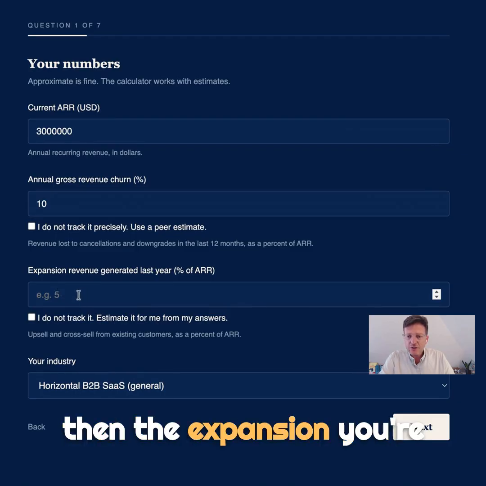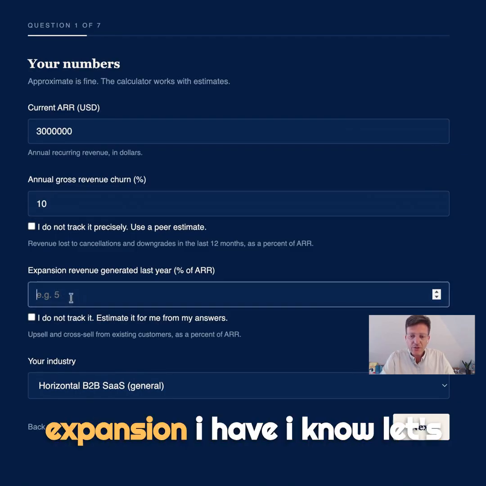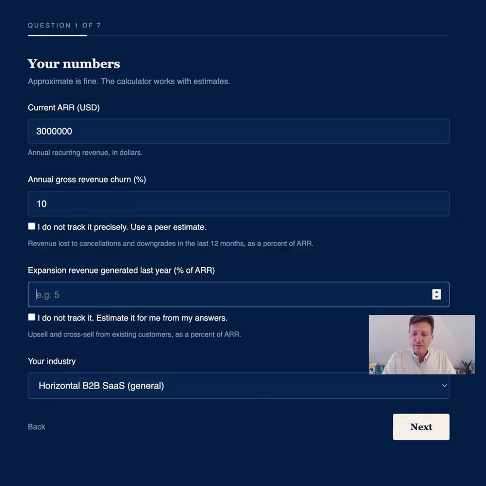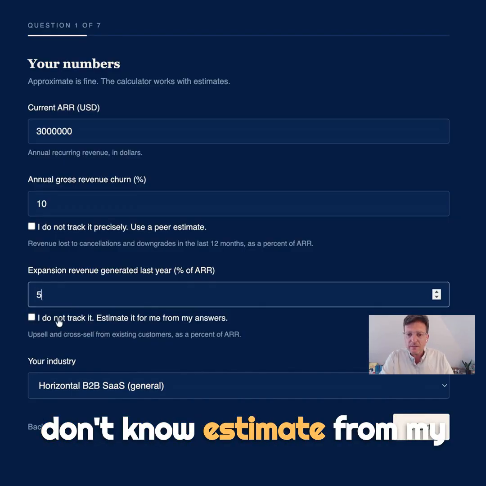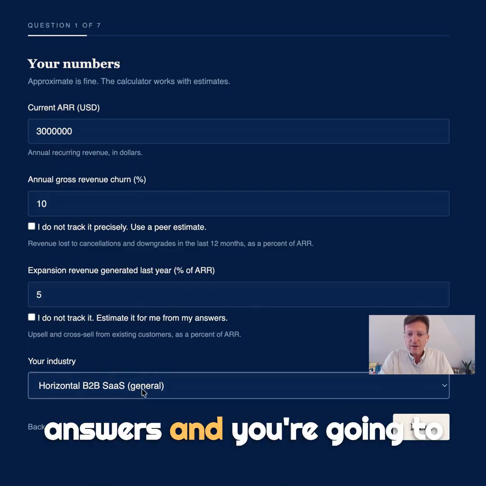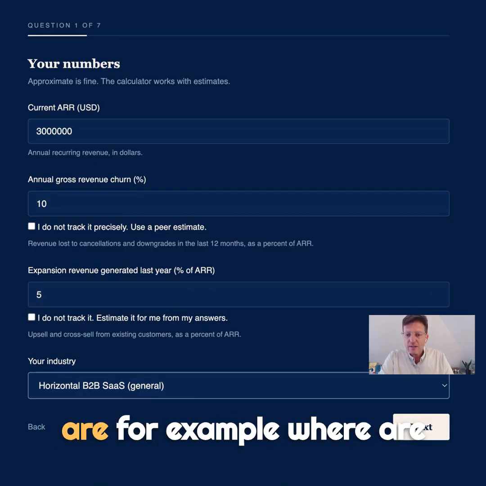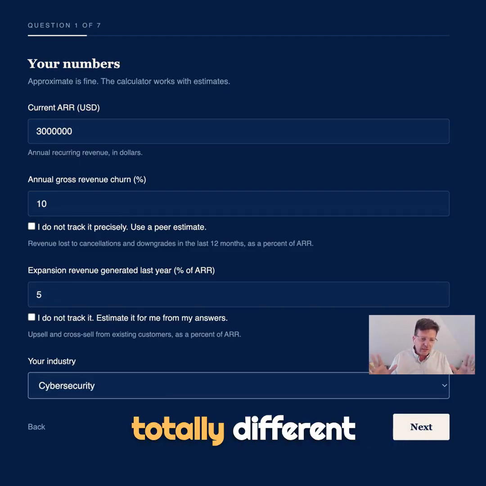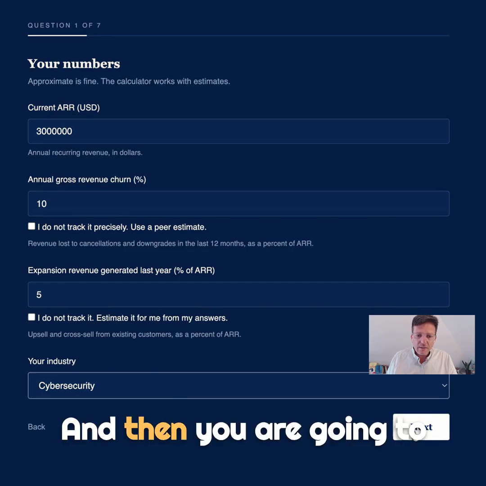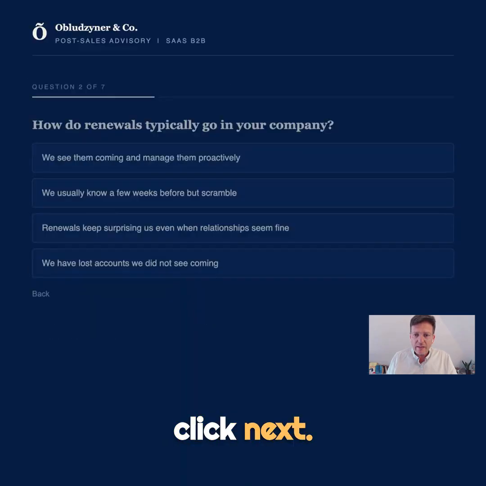Okay. And then the expansion, you're going to say, okay, how much expansion do I have? Let's say that we have 5%, or you can say, I don't know, estimate from my answers. And you're going to choose which industry you are in. For example, we're going to choose cybersecurity. Each one of them has totally different benchmarks. And then you're going to click next.